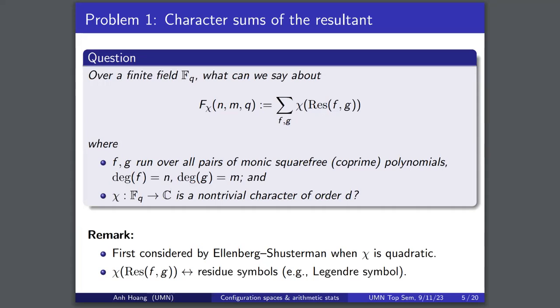One thing you can imagine is that this character chi of the resultant is similar to the residue symbols for integers. For integers, the most famous residue symbol is the Legendre symbol that detects quadratic residues. The resultant is a similar way of doing that for polynomials. So it somehow detects the arithmetic properties of pairs of polynomials.